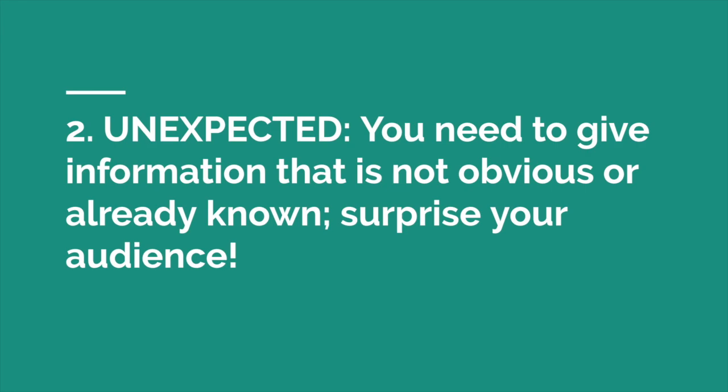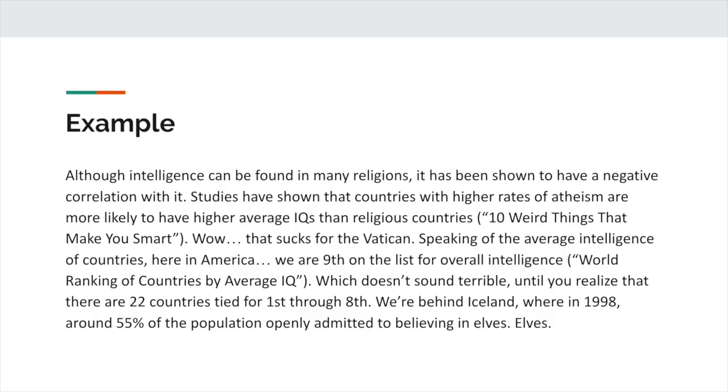Here's another good paragraph from Ronan's speech, and look at all of the awesome little tidbits he packs into such a condensed paragraph. He says, although intelligence can be found in many religions, it has been shown to have a negative correlation with it. Studies have shown that countries with higher rates of atheism are more likely to have higher average IQs than religious countries. Wow, that's interesting, right? People probably didn't immediately think that rates of religion were correlated with rates of intelligence. Then he says, wow, that sucks for the Vatican.